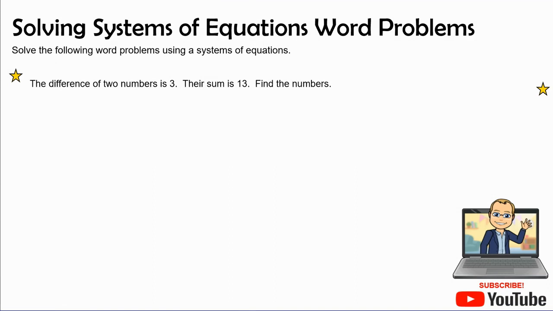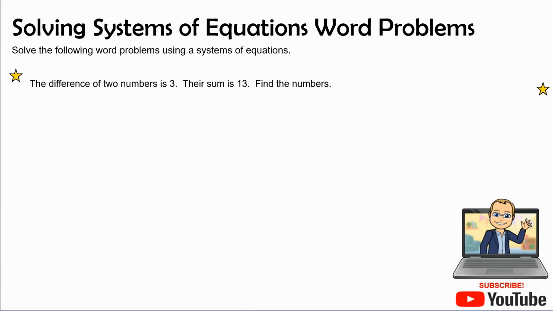Now here is part two of solving systems of equations with word problems. In the directions, it says solve the following word problems using a system of equations. For the first problem, remember we first need to read the problem, and when we don't know something, we introduce variables. We can use any letter, as we talked about in our part one video, but if we use a variable, make sure we label it.